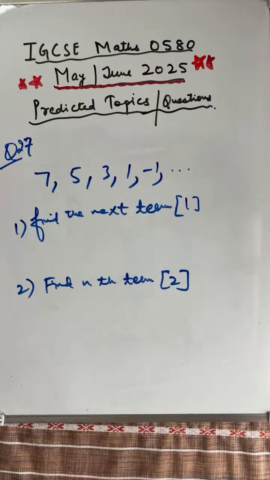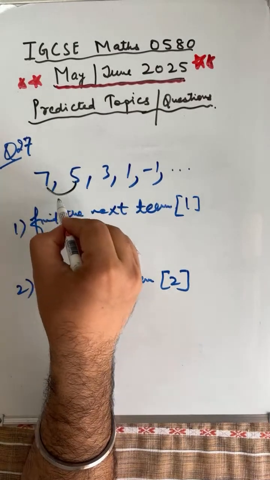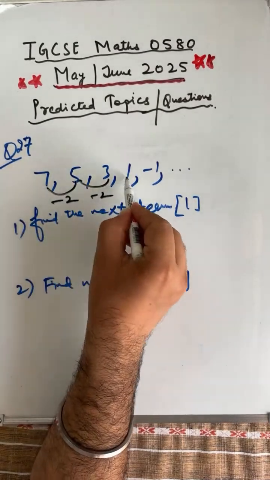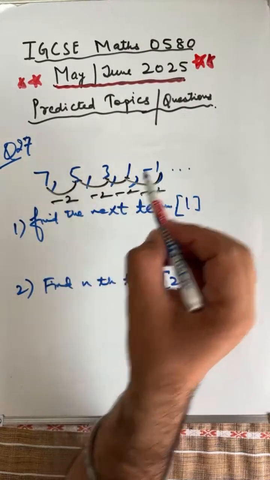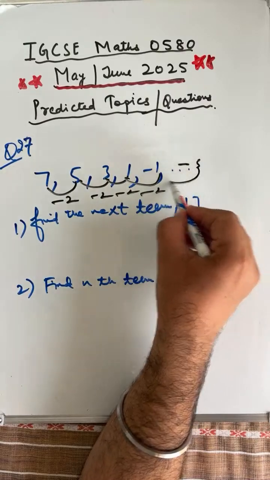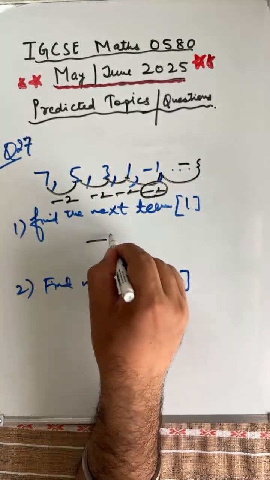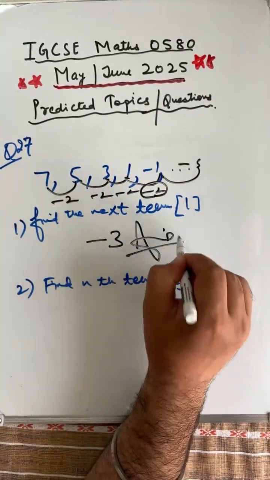Now let us find the difference between the terms. 5 minus 7 is minus 2. This is minus 2, minus 2 and minus 2. So difference is minus 2. So here should be minus 3 so that the difference is minus 2. So the next term will be minus 3.